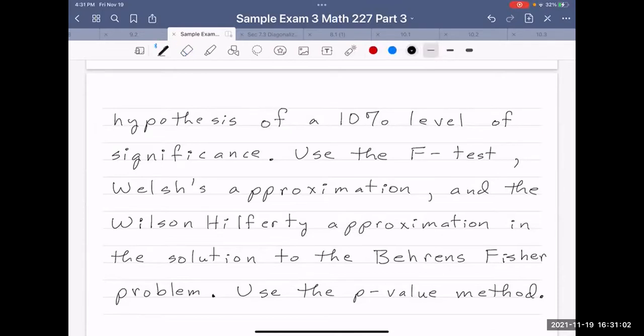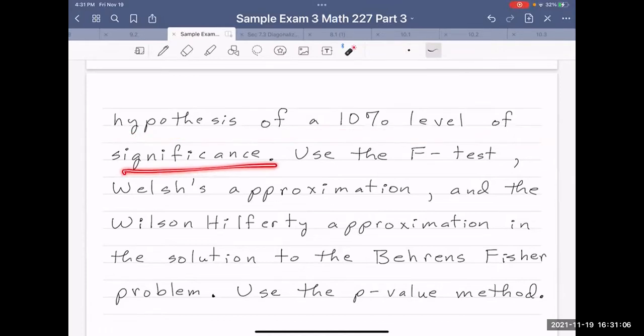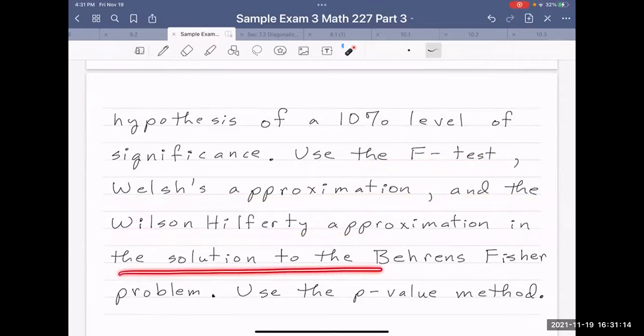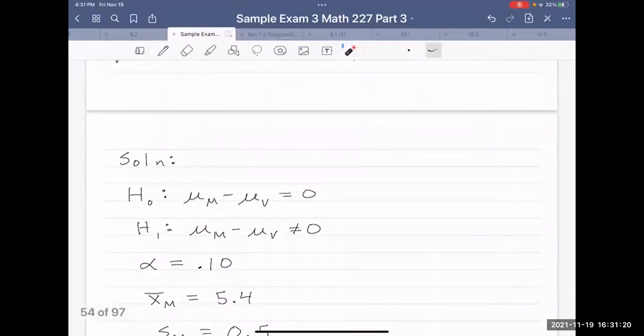a 10% level of significance. Use the F test, Walsh's approximation, and the Wilson-Hilferty approximation in the solution of the Behrens-Fisher problem. Use the p-value method. So we want to see if there's a significant difference or not.